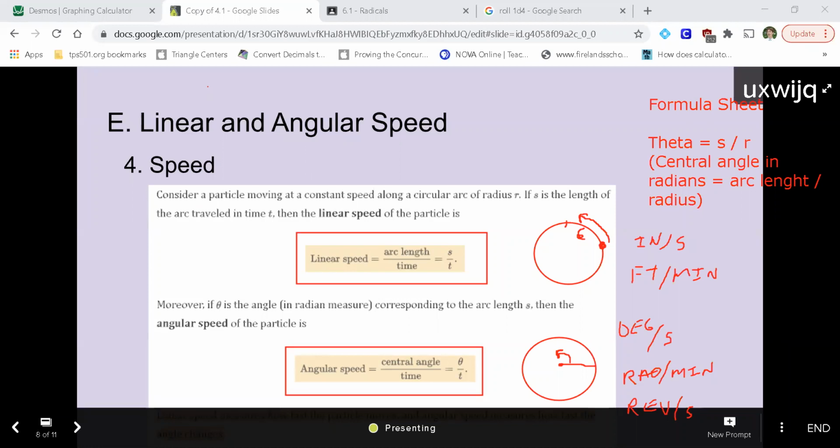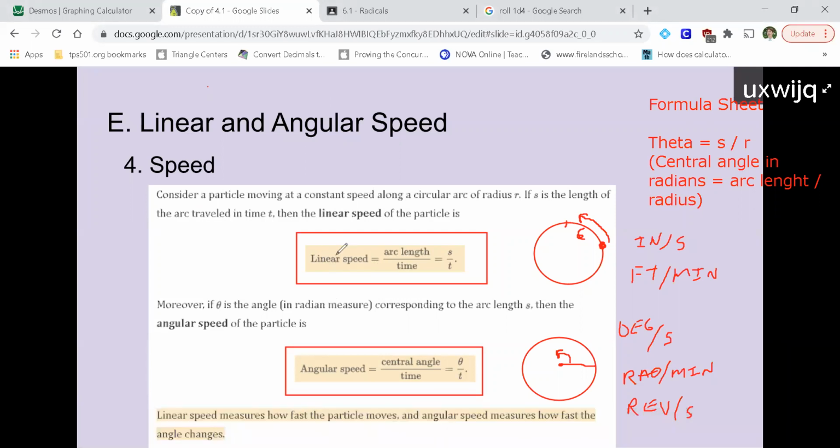I don't know why they don't put it in the book either, but they don't actually tell you what variable you should use. For linear speed, we usually use the variable v.